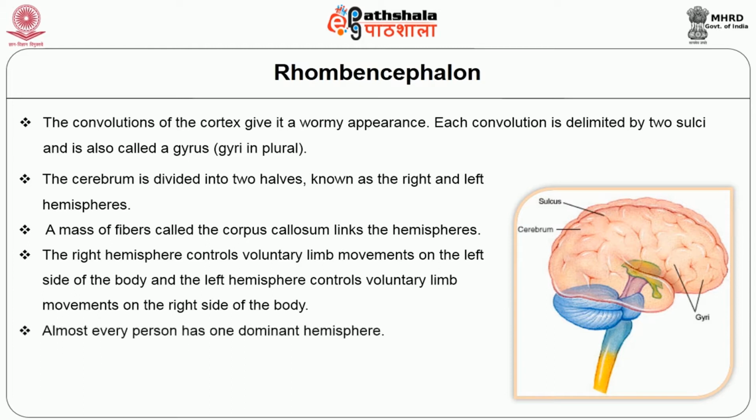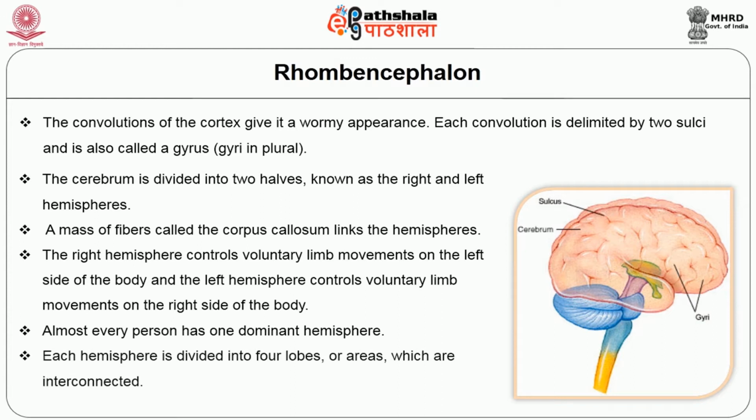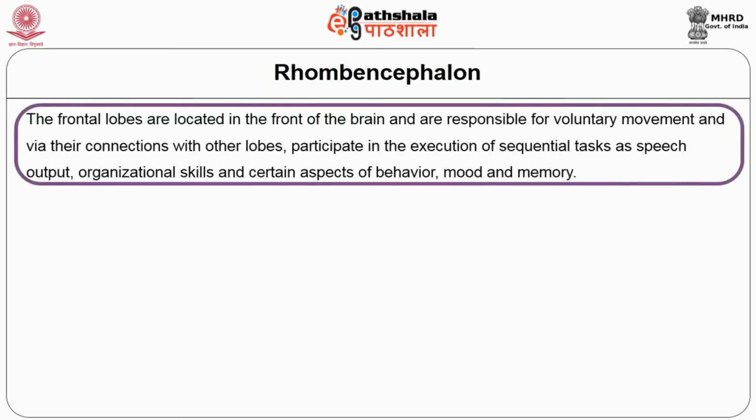Almost every person has one dominant hemisphere. Each hemisphere is divided into four lobes or areas which are interconnected. The frontal lobes are located in the front of the brain and are responsible for voluntary movement, and via their connections with other lobes participate in the execution of sequential tasks such as speech output, organizational skills, and certain aspects of behavior, mood, and memory.